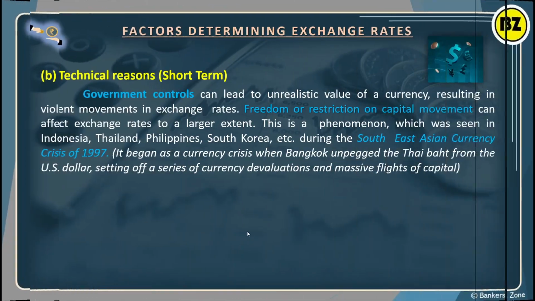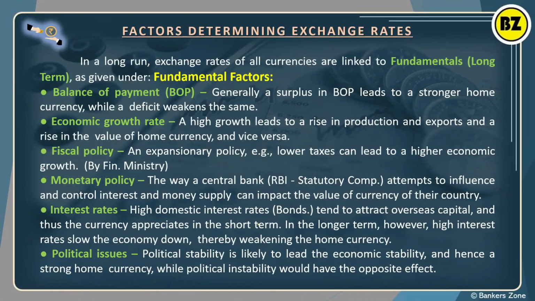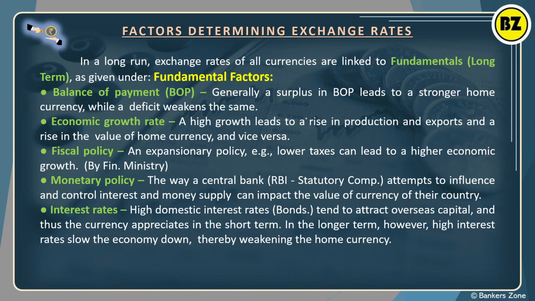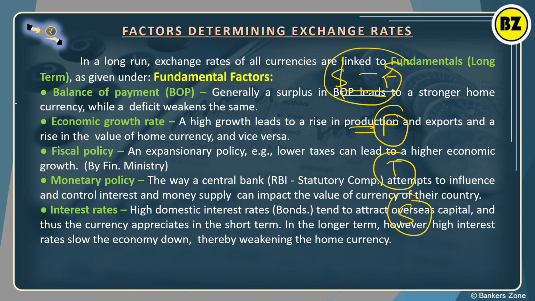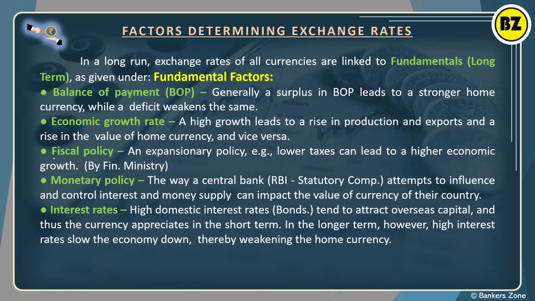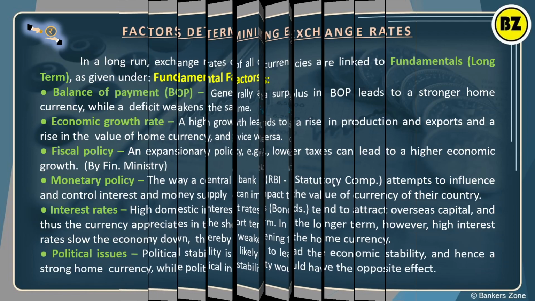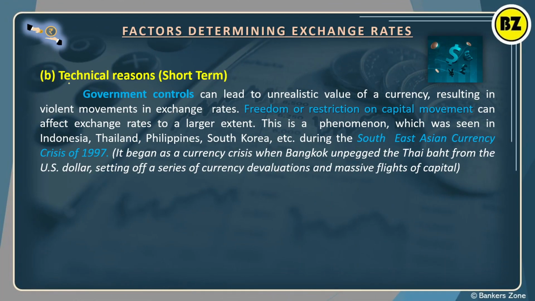Okay, so what are we learning? You again come back. We are looking at how the exchange rate is determined. So there are different factors. Fundamental factors are there, apart from that some technical factors are there, and some speculations are there. Okay, so fundamental, we have discussed the balance of payments, economic growth, fiscal policy, monetary policy, and the interest rate. Always remember, fiscal policy is given by the Ministry of Finance and the monetary policy is given by the RBI.